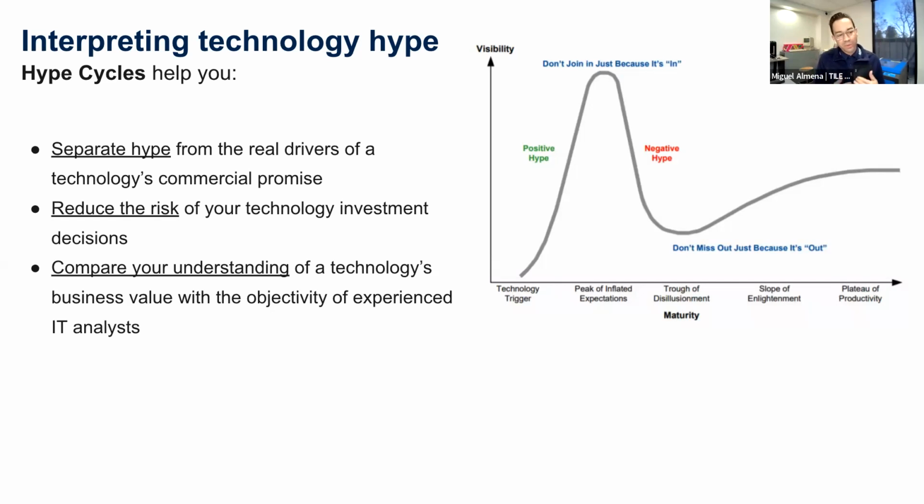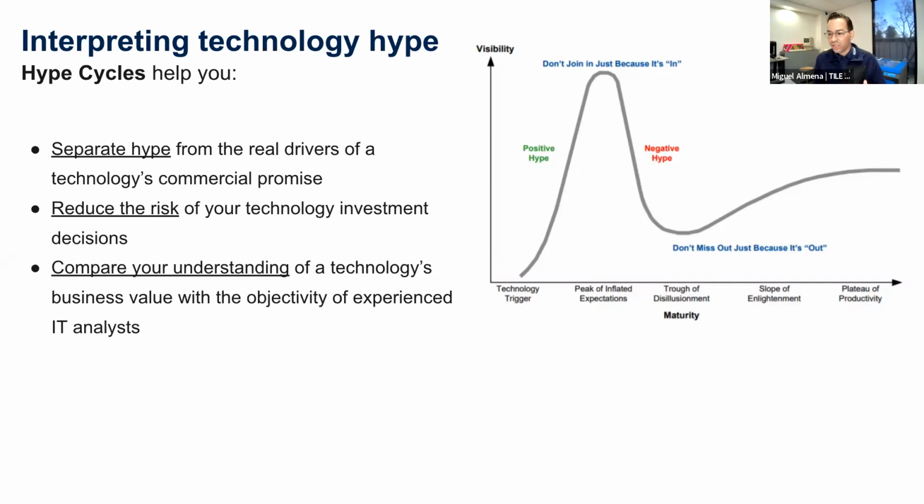And three, it helps you compare your understanding of the technology's true business value, what it really does, with the objectivity of an experienced IT analyst. They actually talk to information technology experts and say, we're looking at this. What do we think of the press and what's being told globally, versus what we actually know specifically from the developers and the creators of the technology and its history? Let's actually think critically about this and put it into play. So when you look at the bottom of the graphic there, there are five stages.